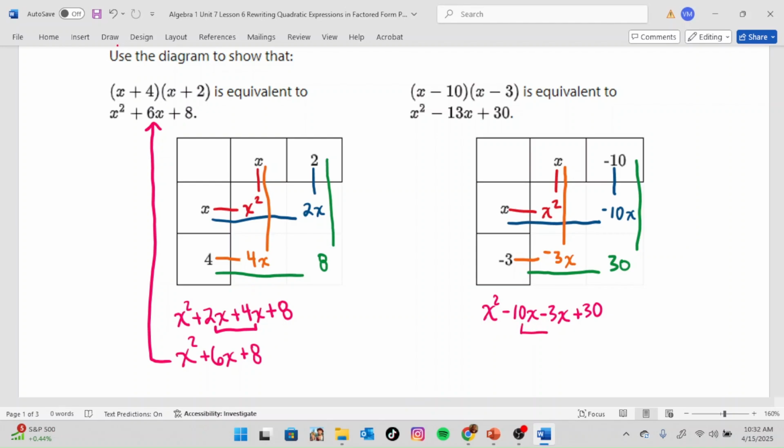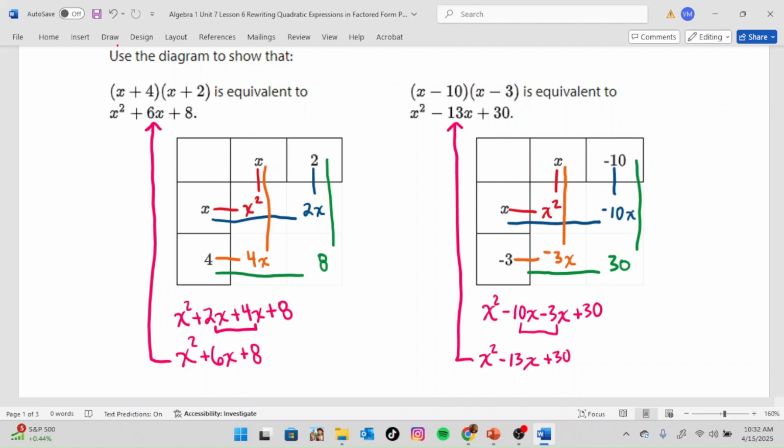We're going to combine the x terms, so we'll bring down the x squared. Negative 10x minus 3x is minus 13x, and then we bring down the plus 30. And what you'll notice is that the answer we get exactly matches the standard form they wanted us to prove was equivalent.